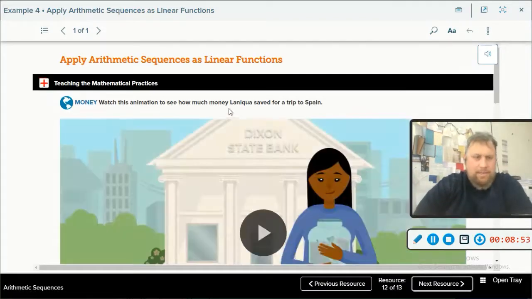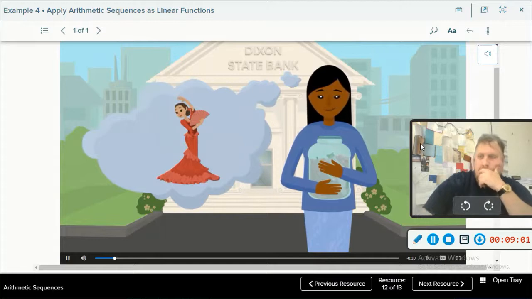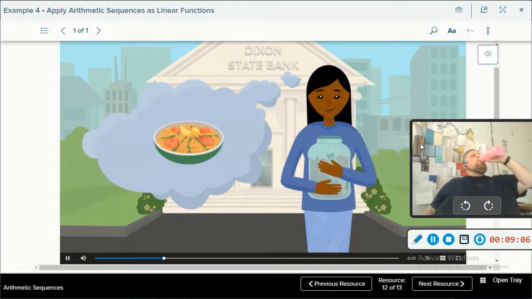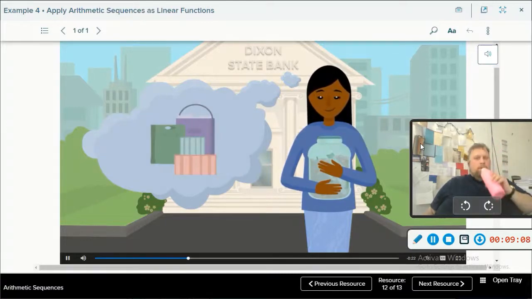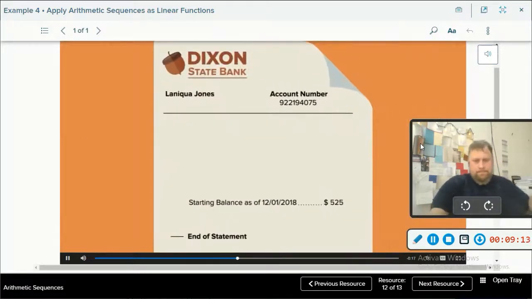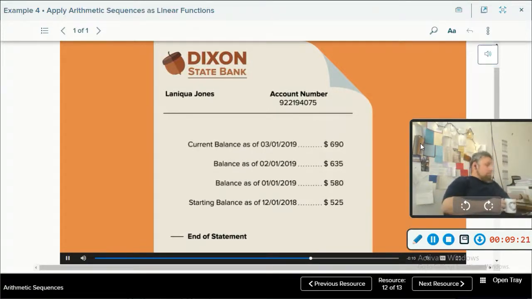Watch this animation to see how much money Laniqua saved for a trip to Spain. Laniqua opened a savings account to save for a trip to Spain. With the cost of plane tickets, food, hotel, and other expenses, she needs to save $1,600. She opened the account with $525. Every month, she adds the same amount to her account using the money she earns at her after-school job. From her bank statement, Laniqua can write a function that represents the balance of her savings account.